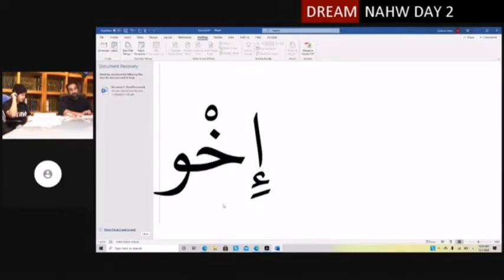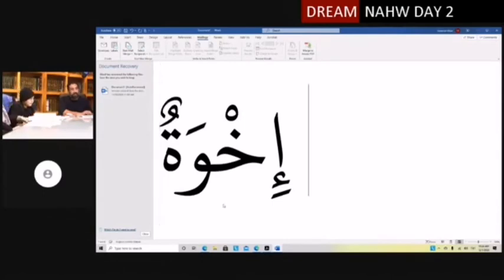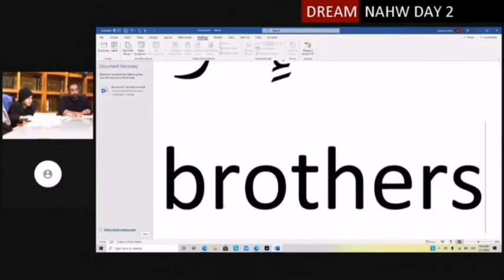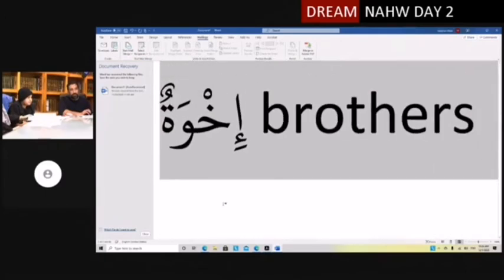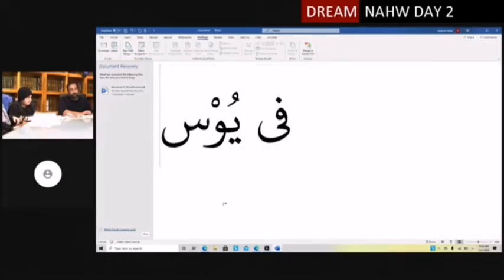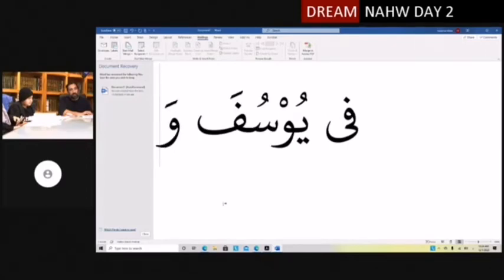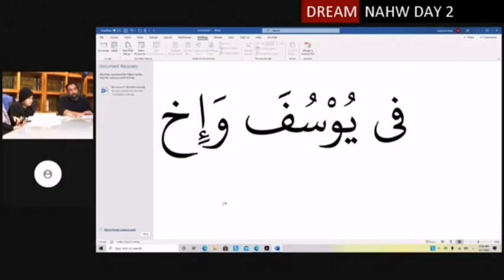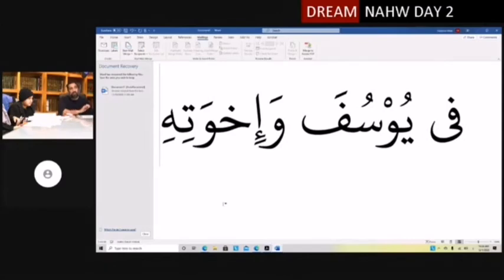Ikhwatun, I said, is the plural. Ikhwatun means brothers. Look at this ayah. This is in the Quran. لقد كان في يوسف وإخوته آيات للسائلين. That's what the ayah is.